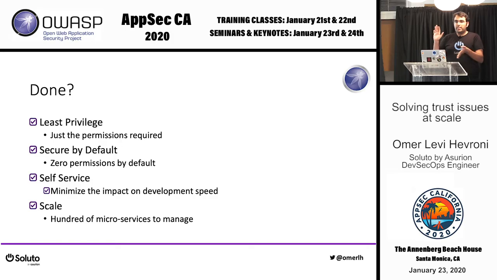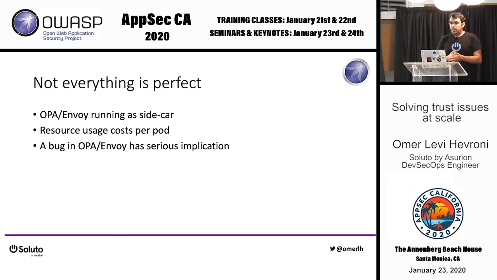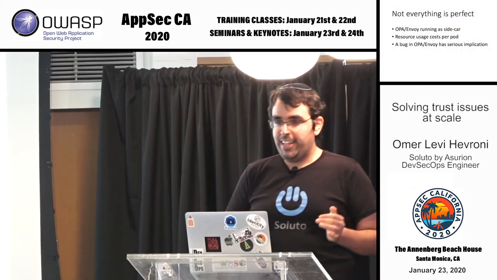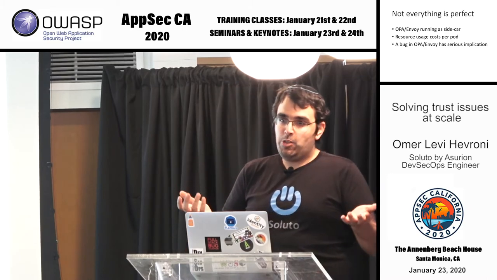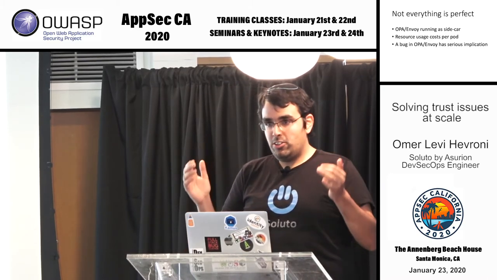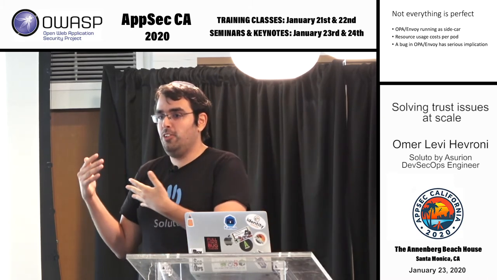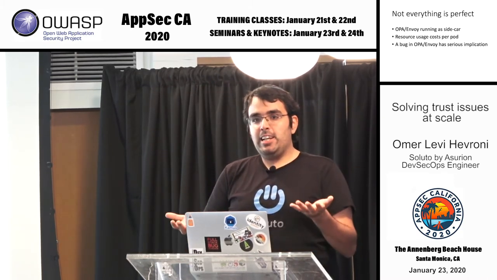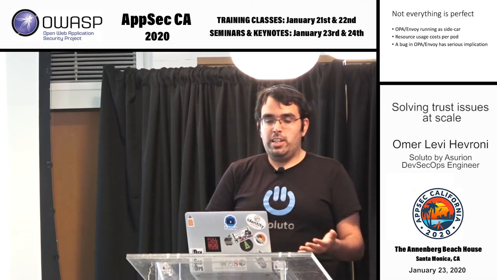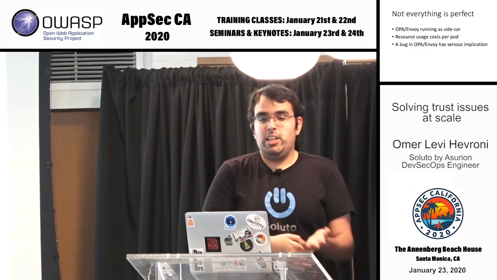But it's important to say that it's still not perfect. For example, let's talk about money. We have OPA and Envoy, two more containers running on each pod. So if you have 200 pods, you now have 400 more containers running in production. And it's a lot of money. Just think about that if each one of them takes 100 millicores, it's a lot of cores that you are going to add just for authentication and authorization. So this is a trade-off that you need to think of. If you want to go with this solution, it's not free. There is something that you need to pay.